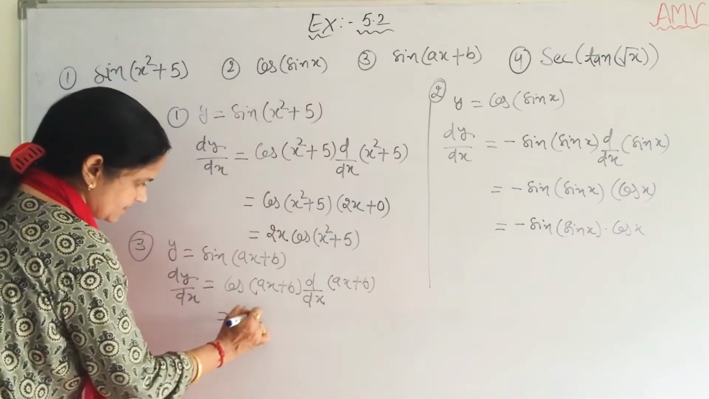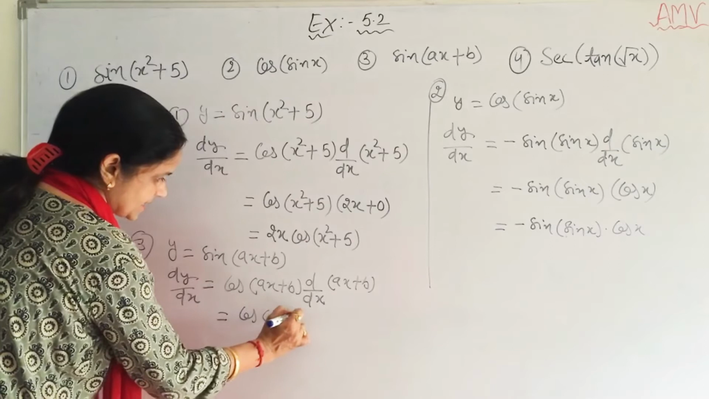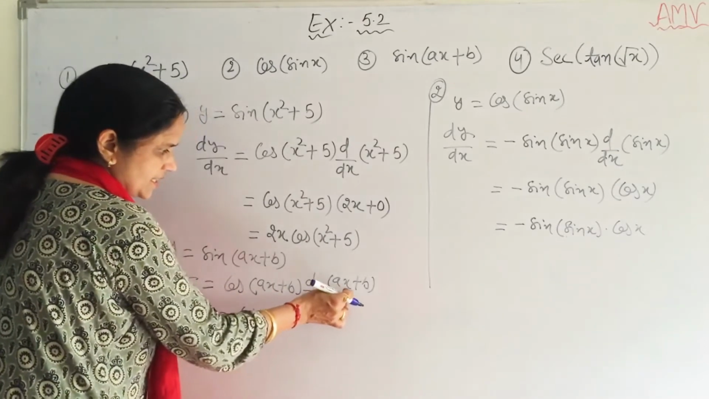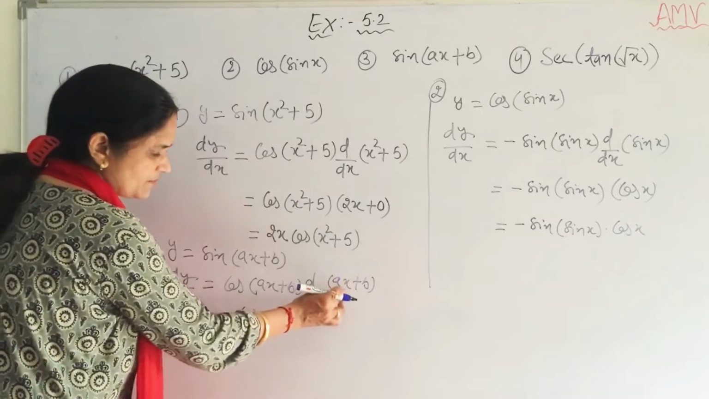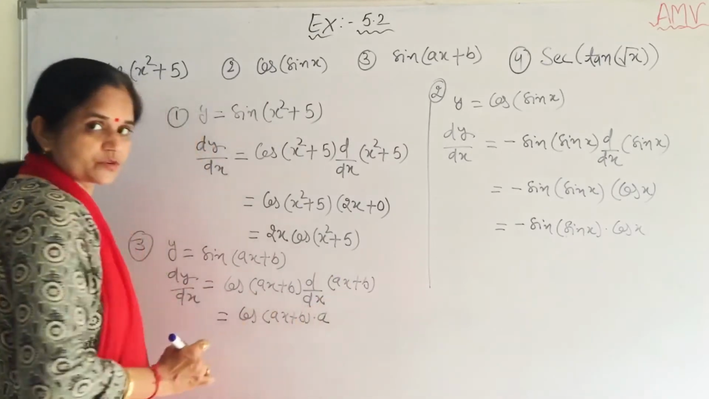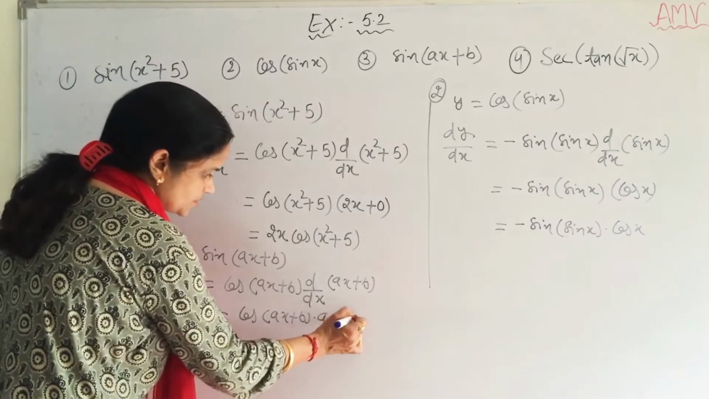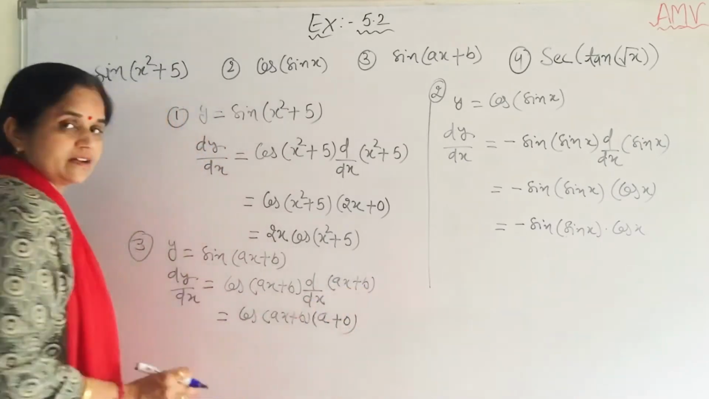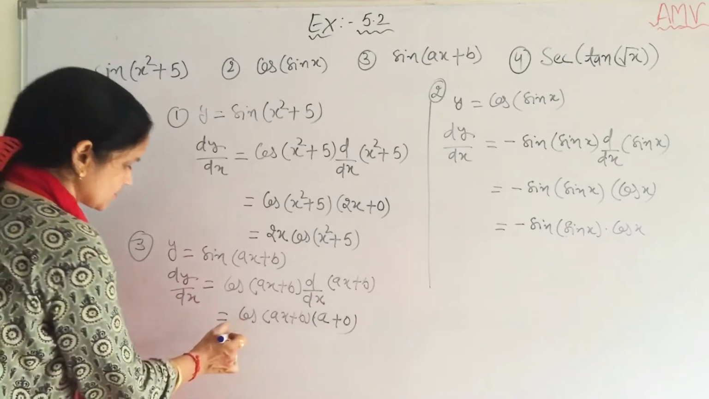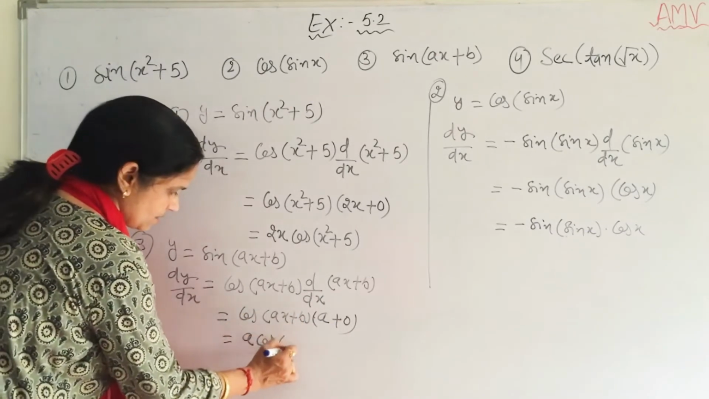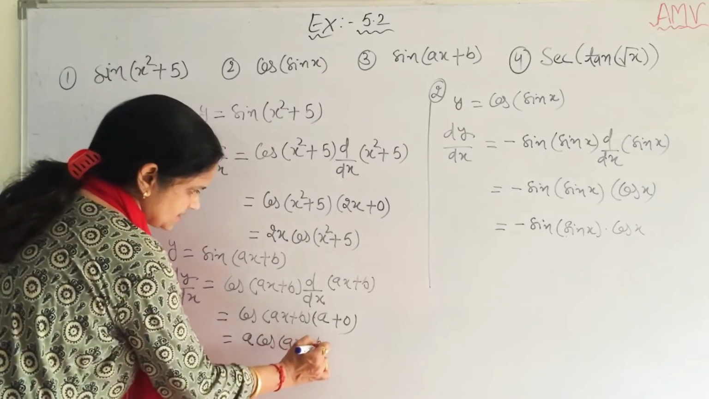You will get cos (ax plus b), and now here it is ax plus b. So the derivative of x is 1. So you will get a only, and the derivative of b is 0, since b is a constant. So here the answer is a cos (ax plus b).